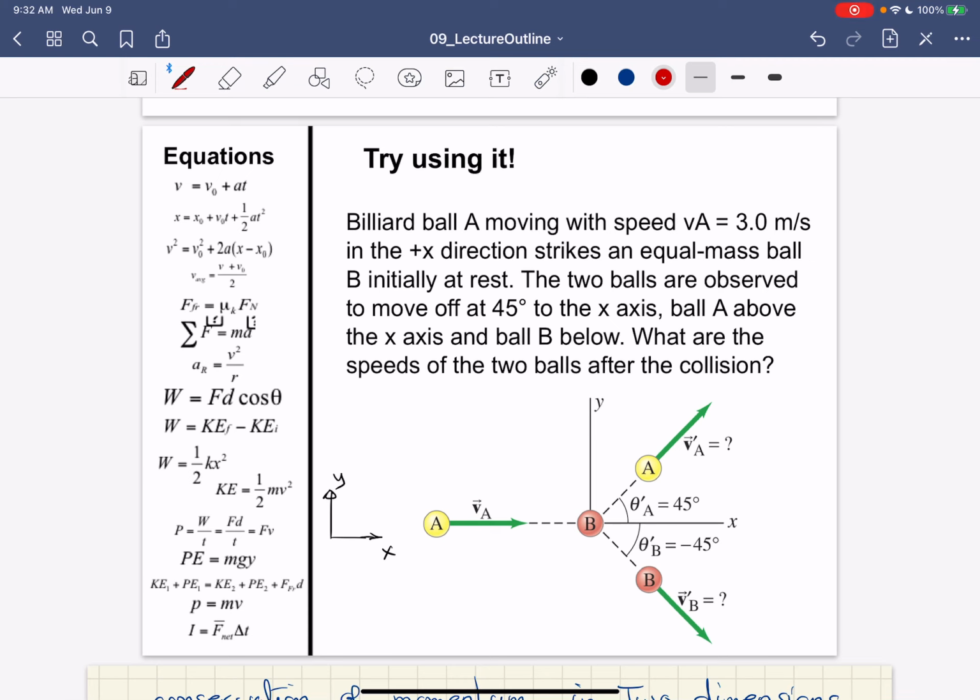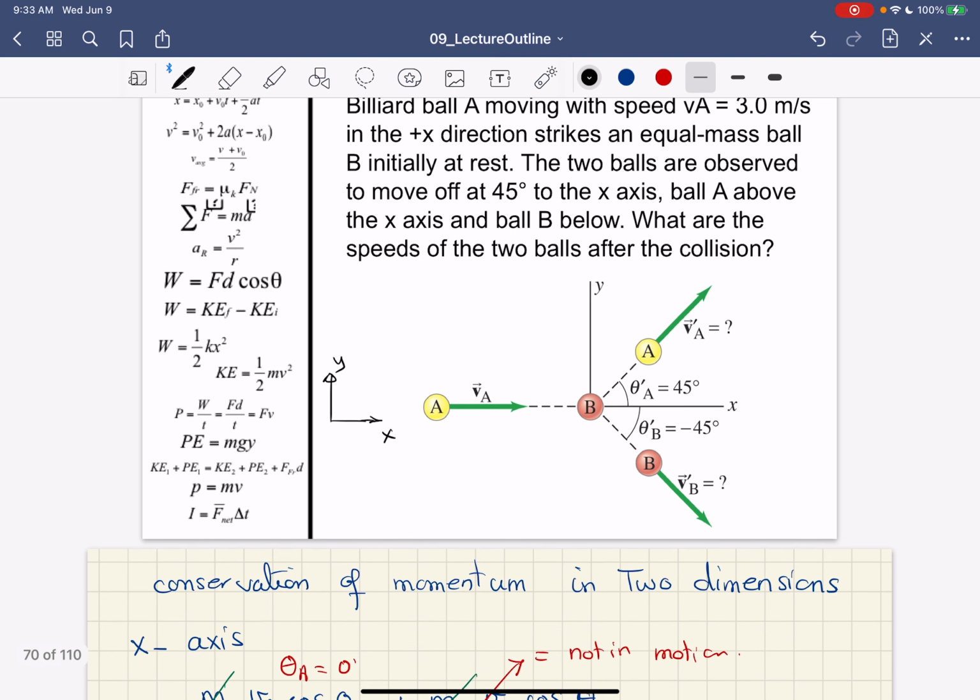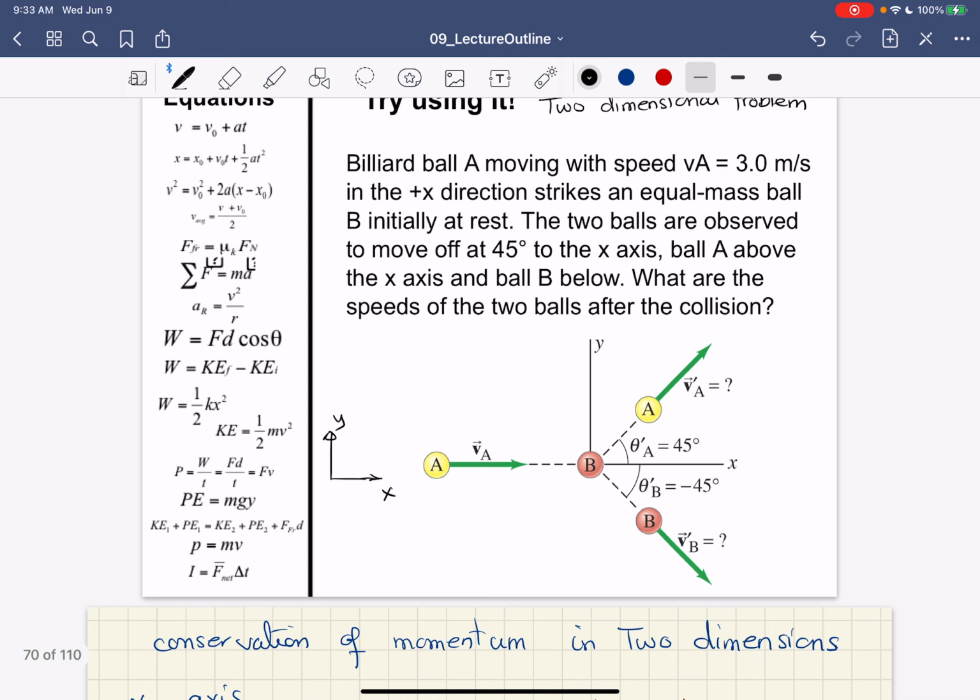For this chapter 9, this one here is a two-dimensional problem. Here we have two billiard balls moving. The first one is moving with 3 meters per second in the x direction. It strikes an equal mass ball, B, initially at rest. Then they are equal, so I can say MA equals MB.